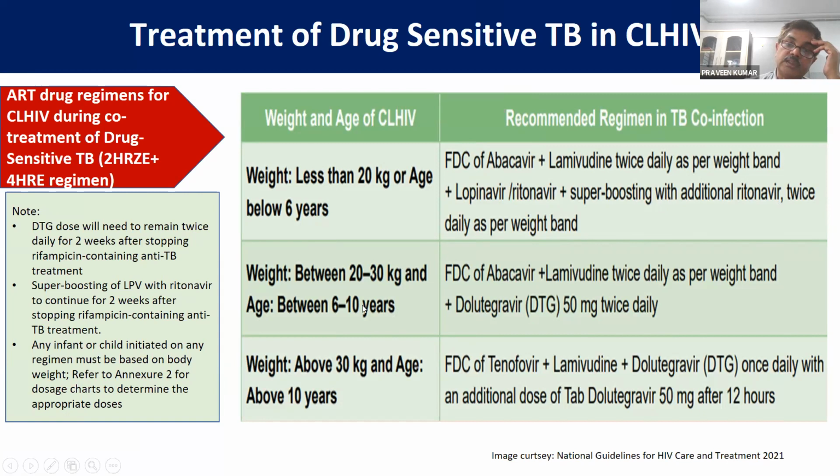For 20 to 30 kg, and if the child is more than 6, then DTG will come and you will give it along with abacavir lamivudine. If it is above 30 kg and more than 10 years, then you use tenofovir in combination with DTG and lamivudine.